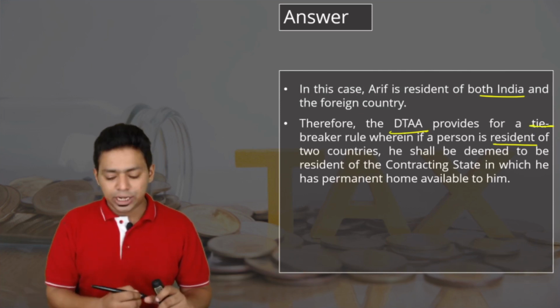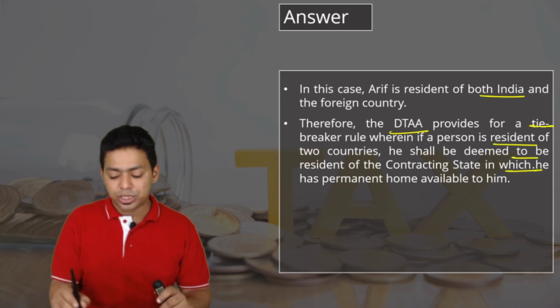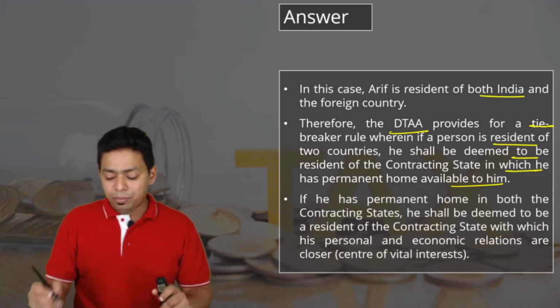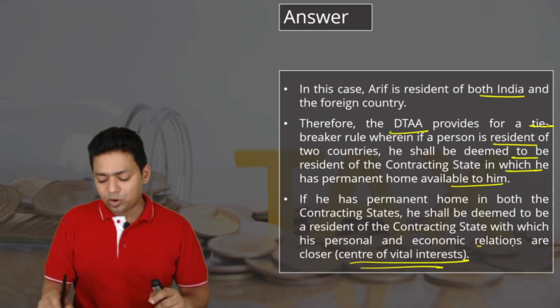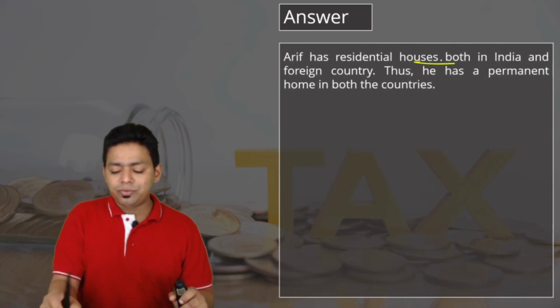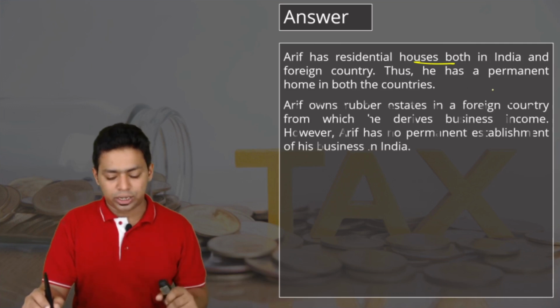If the person is a resident of two countries, he shall be deemed to be a resident of the contracting state in which he has a permanent home available to him. And if he has a permanent home available in both countries, then the center of vital interest, that is economic relations and personal relations, we have to check. And it looks like he has vital interest in the foreign country. Asif has a residential house both in India and the foreign country, thus he has a permanent home in both countries.